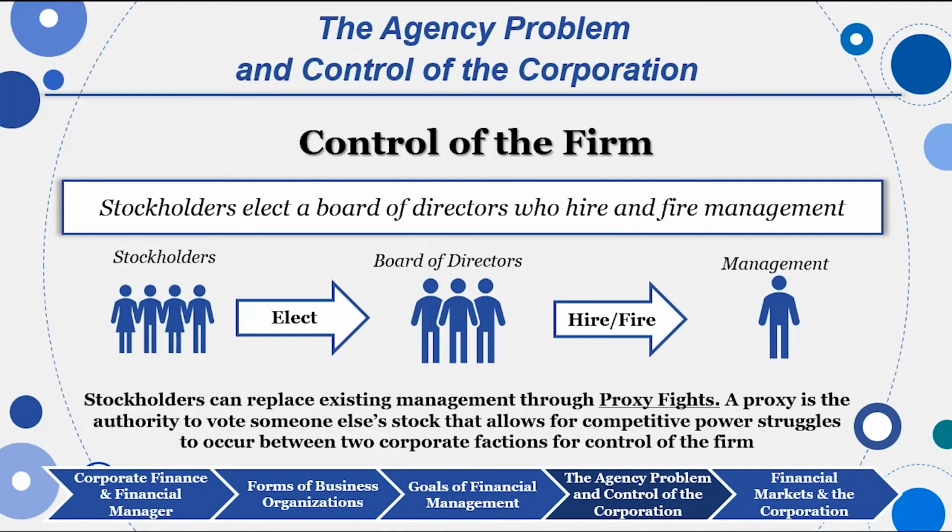Control of the firm rests with the stockholders who elect the board of directors, who hire and fire management. And management is their agents. And hopefully the managerial folks act in the interest of the board of directors and the shareholders. Stockholders can replace those existing managers through proxy fights.